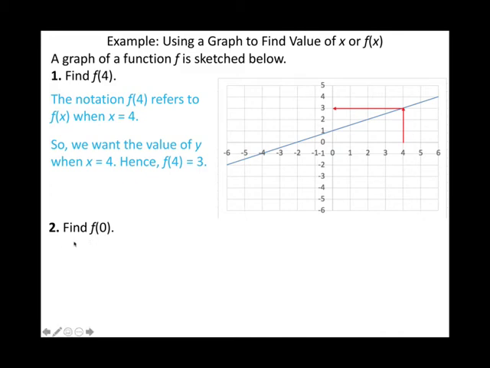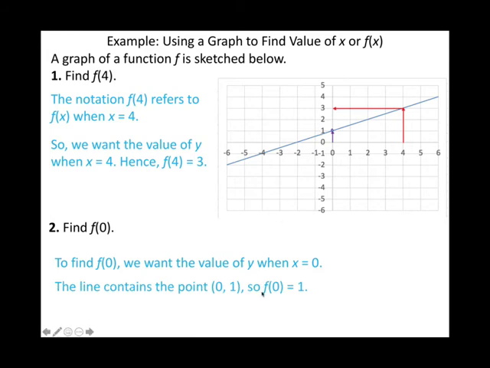Next one, f of 0. So this means we want to find the y when x equals 0. So x equals 0 is going to be here. And then we go up, we hit the line here, and y equals 1. So f of 0 equals 1.